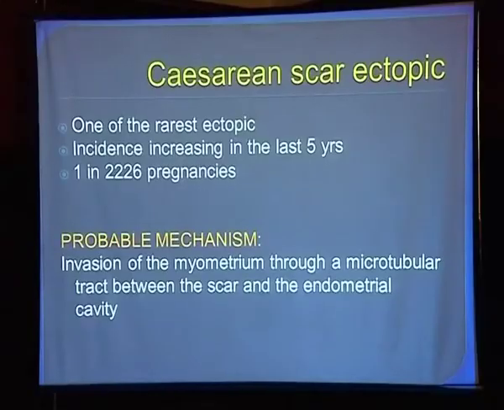So one complication is Caesarean scar ectopic, which is one of the rarest forms of ectopic pregnancy. The first case of Caesarean scar pregnancy was published in the year 1978. Since then, till 2001, only 19 cases have been published, but there is a substantial increase in the incidence in the last 5 years. The probable mechanism that explains scar implantation is that there is invasion of the myometrium through a microtubular tract between the scar and the endometrial cavity.